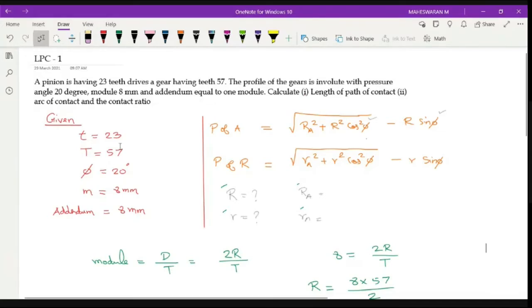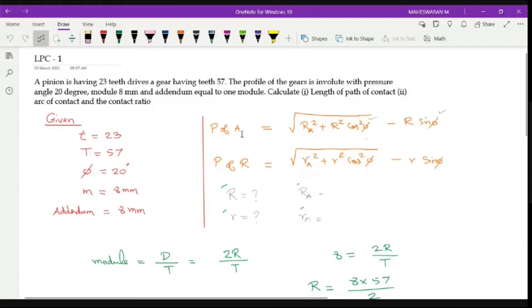So first, what we have done is we have written down the known data. The pinion, which is the smaller one, we always call it small t. So small t is equal to 23. Capital T is 57, the pressure angle is 20 degrees, and the module is 8 mm. Since the addendum is equal to one module, that is also 8 mm, right? Then based on the questions asked, we write the formula, right?